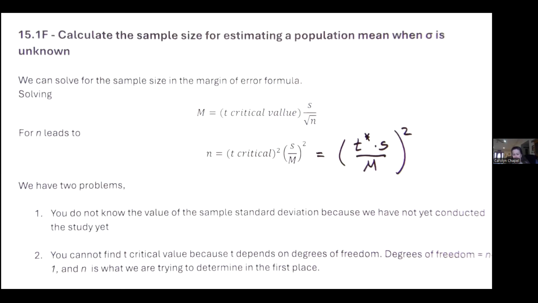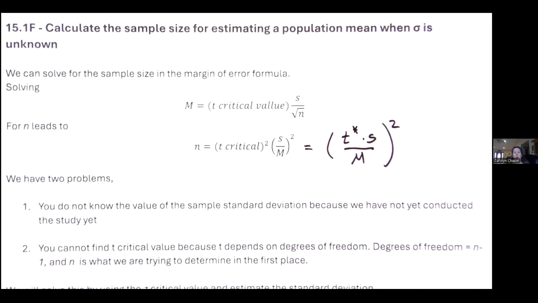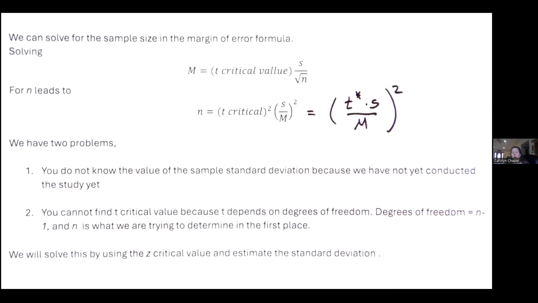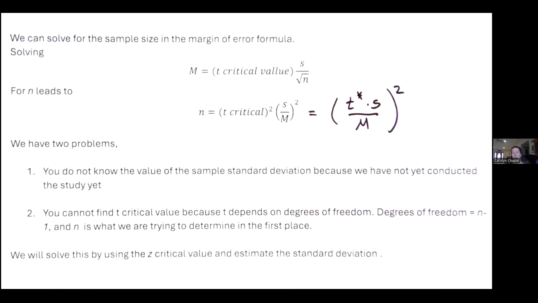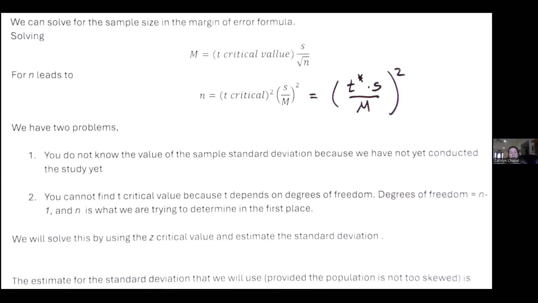So what we do is we will use our Z star instead of the T star. And we're going to use a really rough estimate for S. And the rough estimate we're going to be using for S is the following.